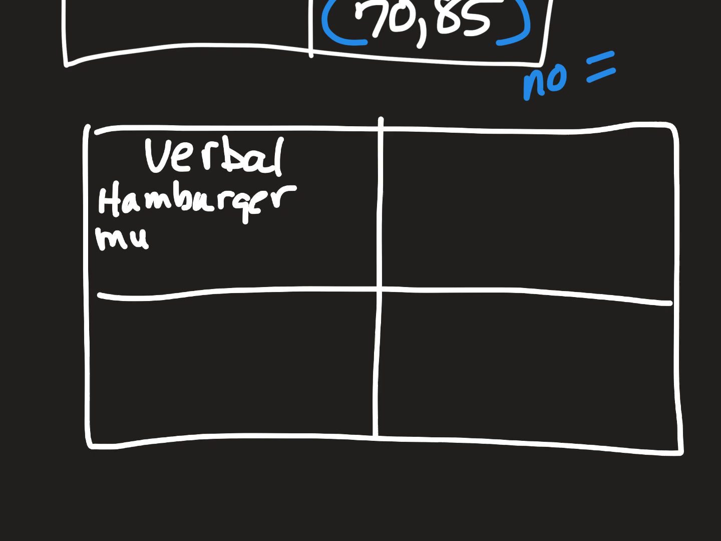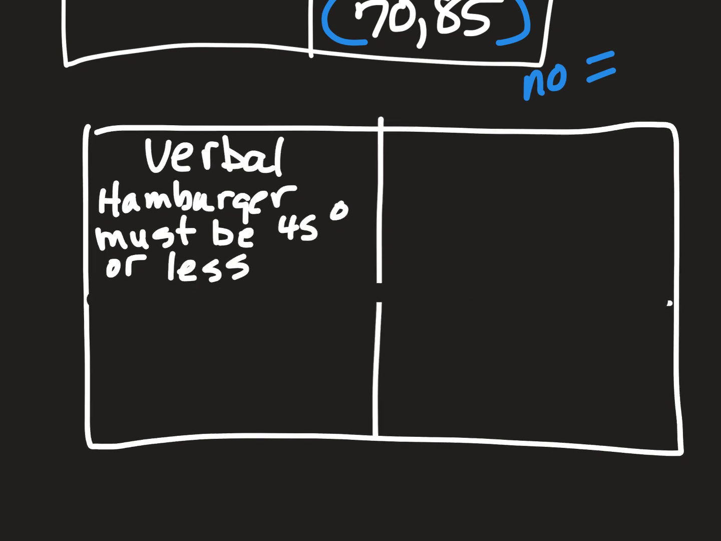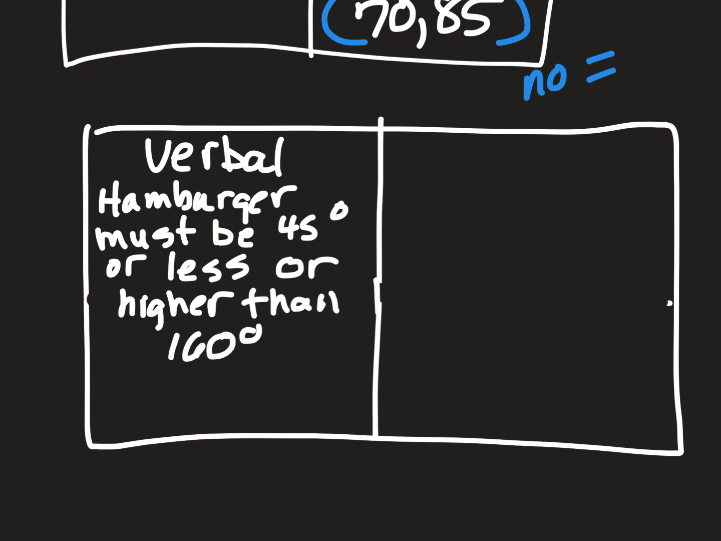Hamburger must be 45 degrees or less, or higher than 160 degrees. So either it's got to be cold or it's got to be hot. If it gets in between, if you let it sit there at room temperature, that's when it goes bad, right? If it's too cold. Okay.